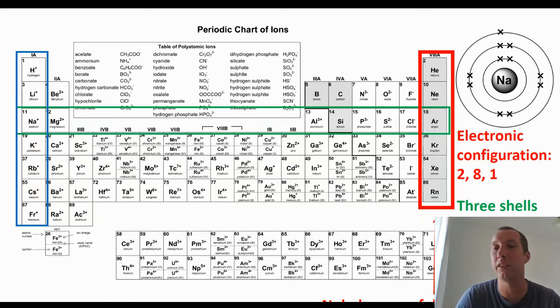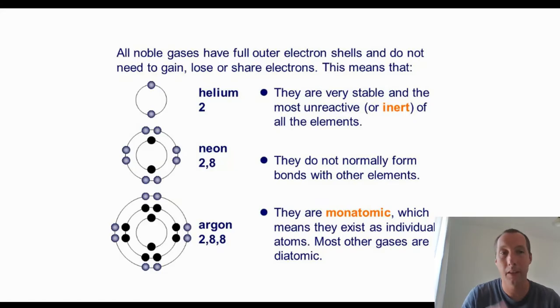These ones don't need to because they've already got that. Okay, so these noble gases, they've already got a full outer shell: helium, neon, argon. Okay, so helium's got an outer shell of 2 because that's how many go in the first shell. Neon's got an outer shell of 8. Argon's got an outer shell of 8. Okay, what this means is that these atoms are very stable and very unreactive.